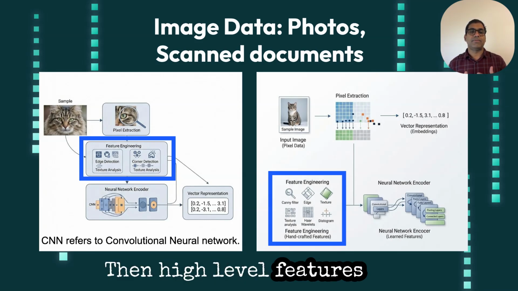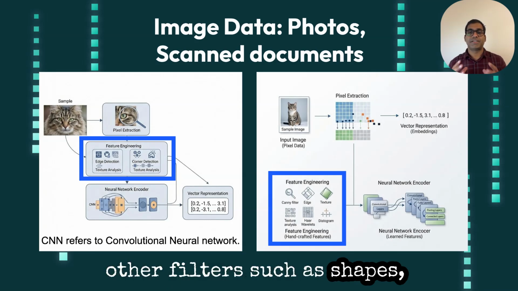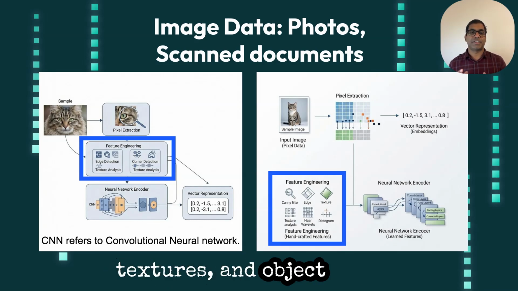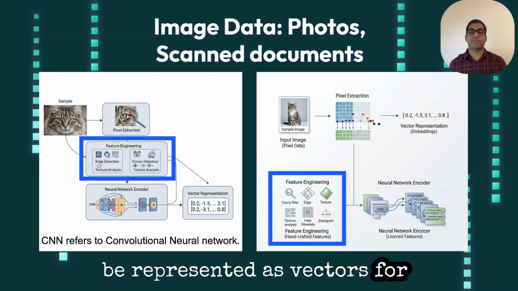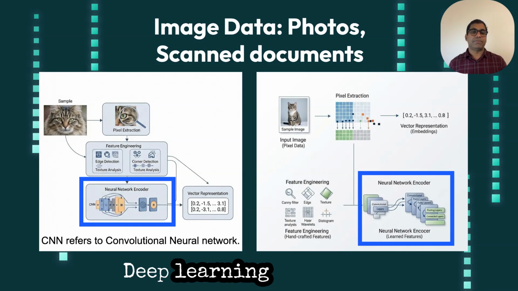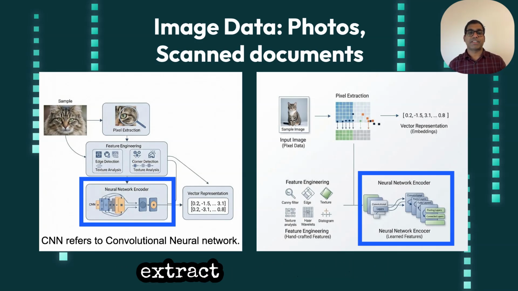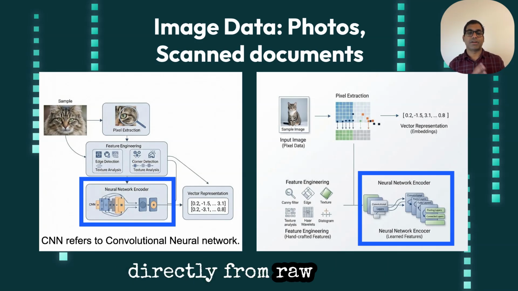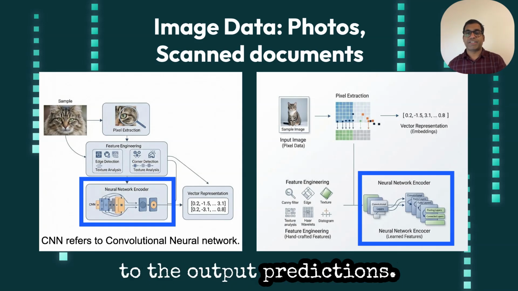Then, high-level features in images are captured using other filters such as shapes, textures, and object parts. These high-level features can be represented as vectors for machine learning models. And deep learning frameworks such as convolutional neural networks can be used to extract these features directly from raw pixels in multiple stacked layers to the output predictions.